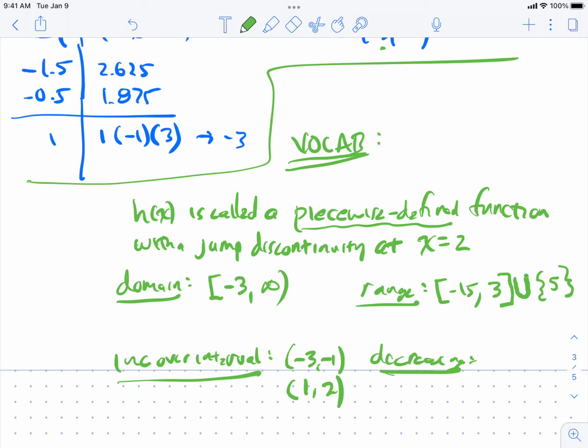Now I'm not going to join those with the union symbol because, again, it's like 2 separate answers. The range is supposed to be a single object. The increasing over the interval, you can give multiple answers to that.